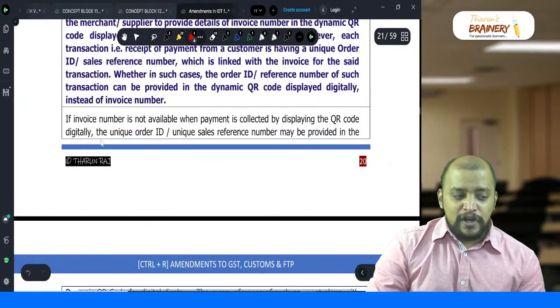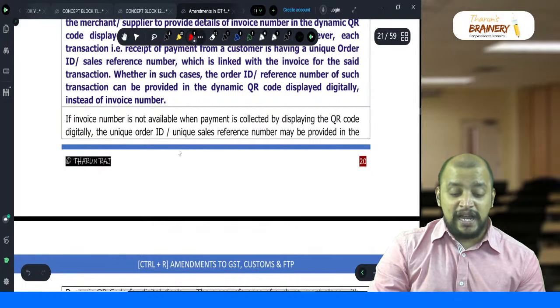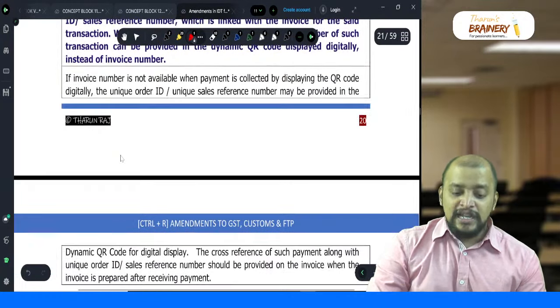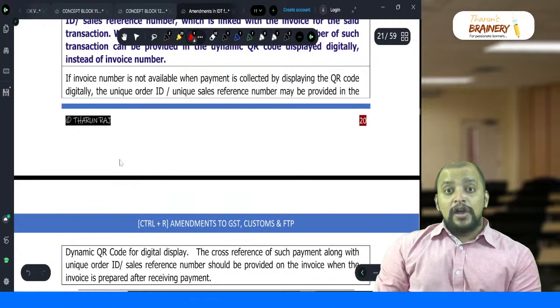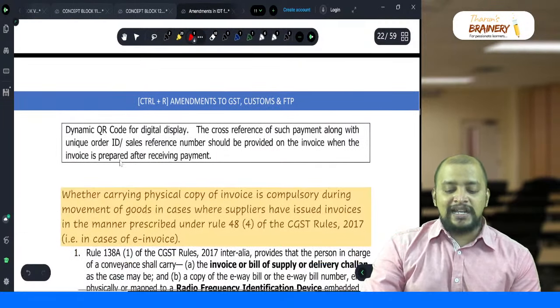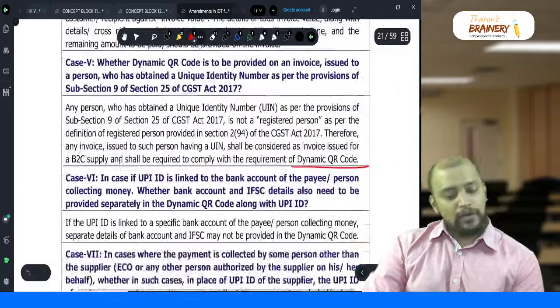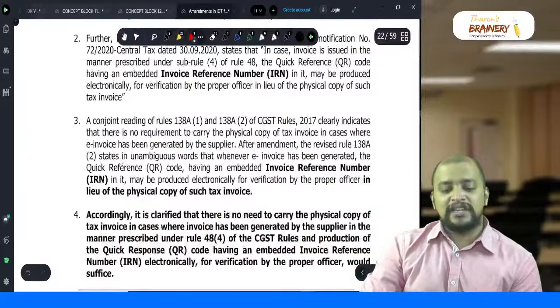If the invoice number is not available, when payment is collected by displaying the QR code digitally, the unique order ID or the unique sales reference number may be provided in place of the invoice number. That's it. These are the points given in that circular.